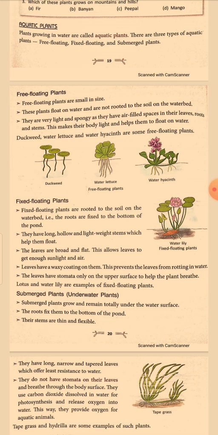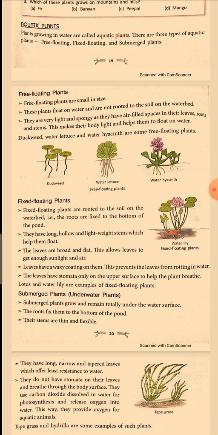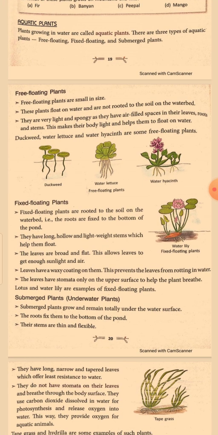Aquatic plant means the plant that grows in water. Okay, the plant that grows in water. So these plants are of three types. Now what are they? They are free floating, fixed floating and submerged plant. Okay, free floating, fixed floating and submerged. Now let us learn one by one.